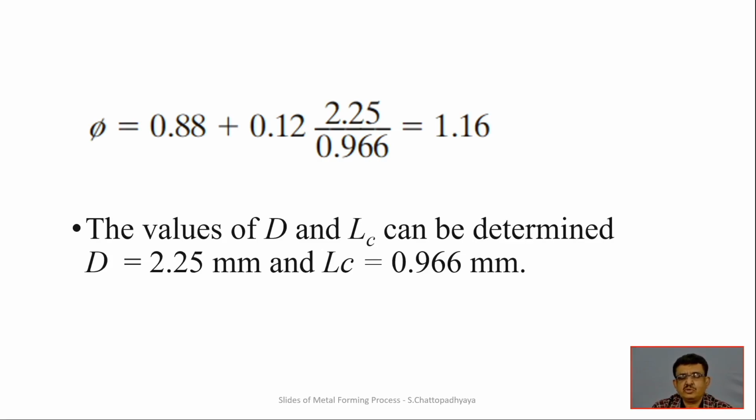2.5 plus 2 divided by 2, that is 2.25, so the average diameter is 2.25, and Lc has been calculated as 0.966 millimeter. So the phi factor is determined as 0.88 plus 0.12, that is already given, into the average diameter divided by Lc, that is 2.25 by 0.966, and that comes out to be 1.16. That phi factor is coming 1.16, from the deduction of all those values.